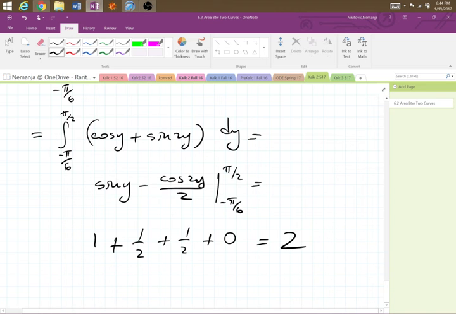So the 4 numbers on the bottom, the 1 plus 1/2, that's the sine y. Yeah, that's the sine of pi over 2. And this is the cosine of pi over 2, and then negative pi over 6, and then pi over 6 near 0. Okay. Right, so those are the 4 calculations.